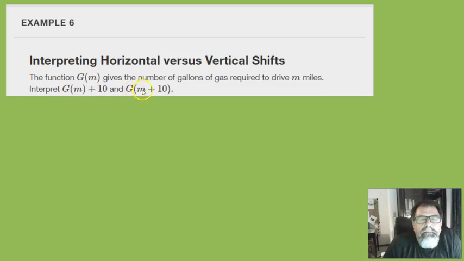And then g of m plus 10, the plus 10 is on the inside, it's acting on the input value. So this is going to basically say how many gallons of gas do we need to drive an extra 10 miles, right? That's because we're acting on the input value. So that'd be an extra 10 miles.